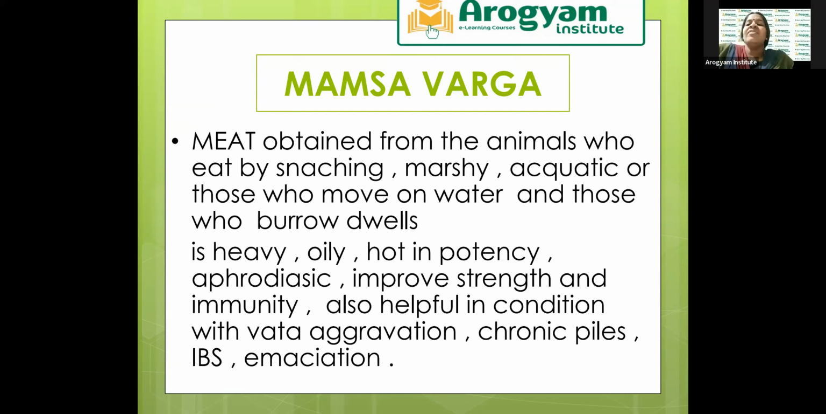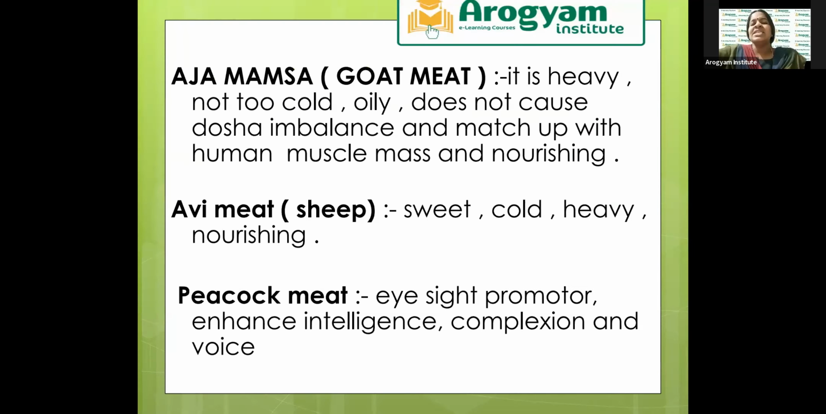Meat obtained from animals who eat by snatching, that means which snatch away food from others, marshy area animals, animals that live in water, that is aquatic animals, or those who move on water, and those who live in burrows. The meat of all animals belonging to these categories is heavy for digestion, oily, that is lubricating, hot in potency, aphrodisiac, improves strength and immunity, also helpful in conditions with vata aggravation, chronic piles, IBS, and emaciation.